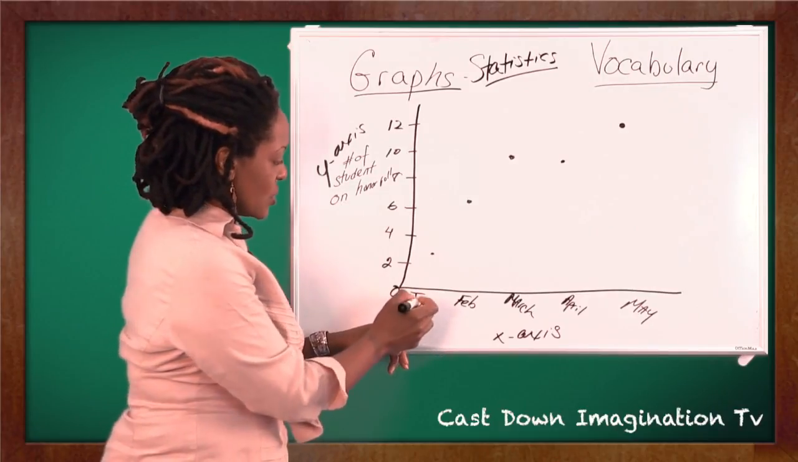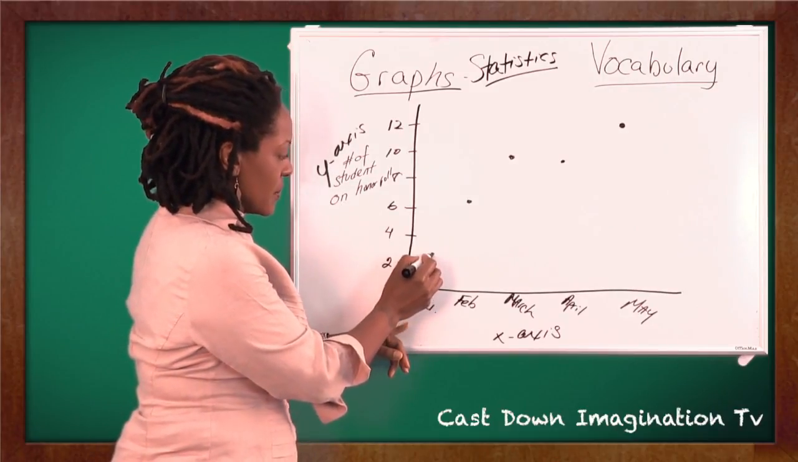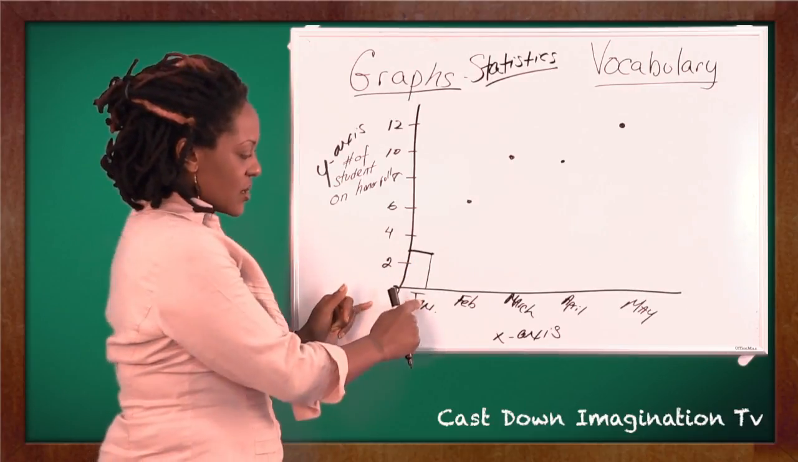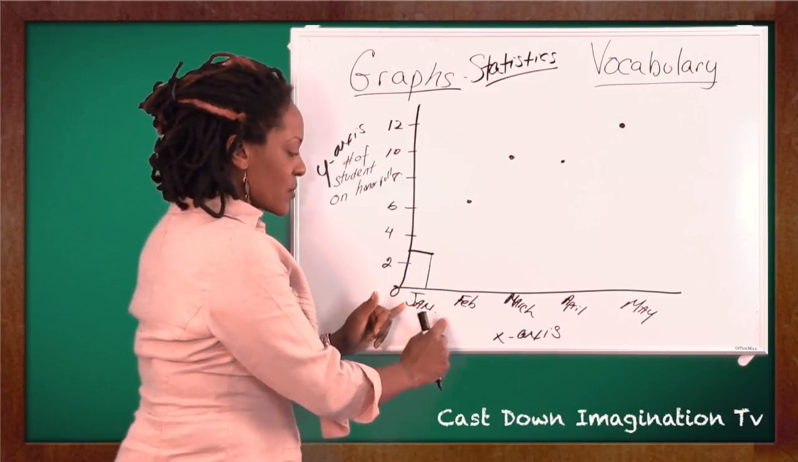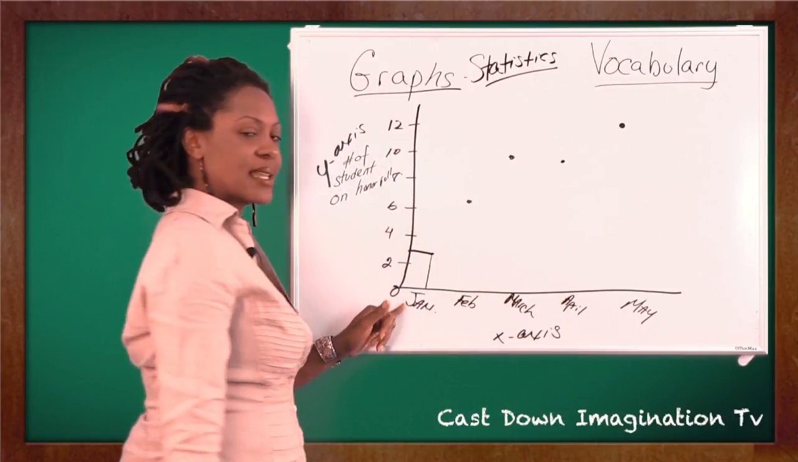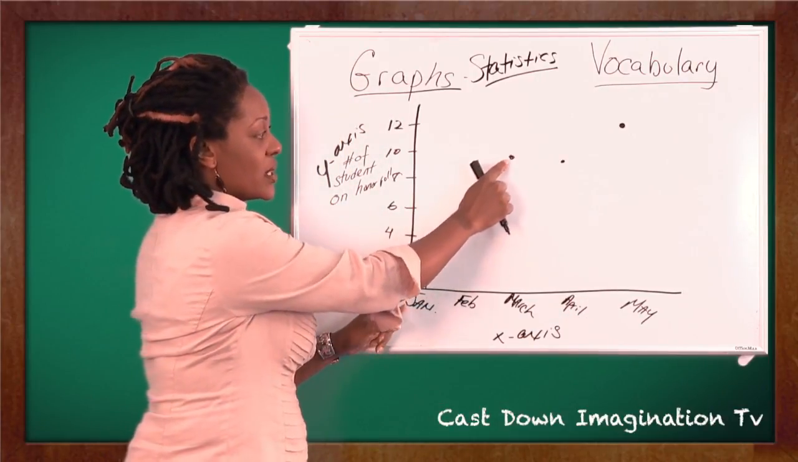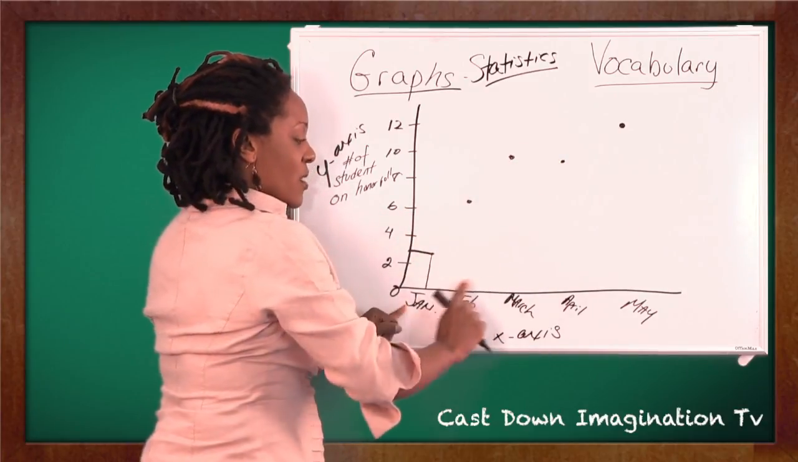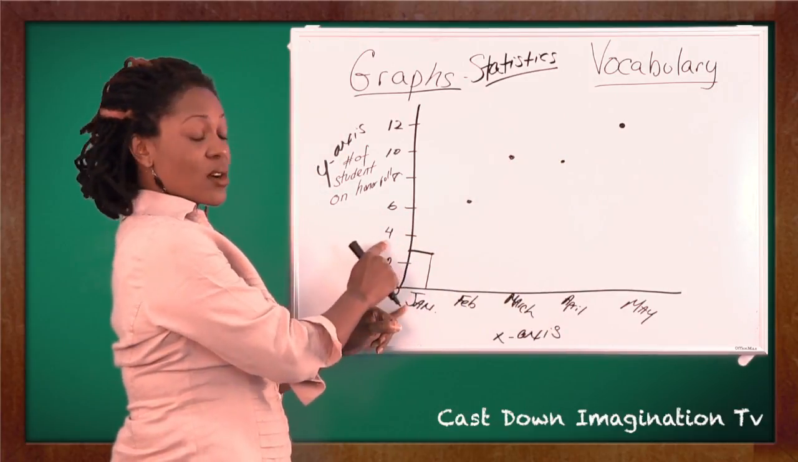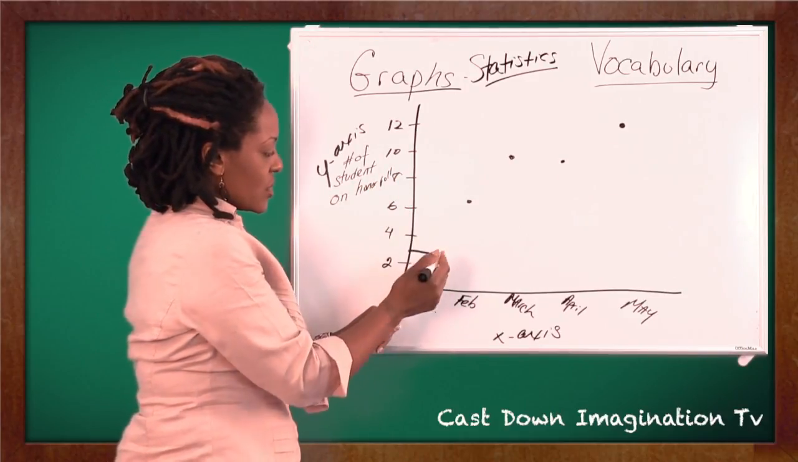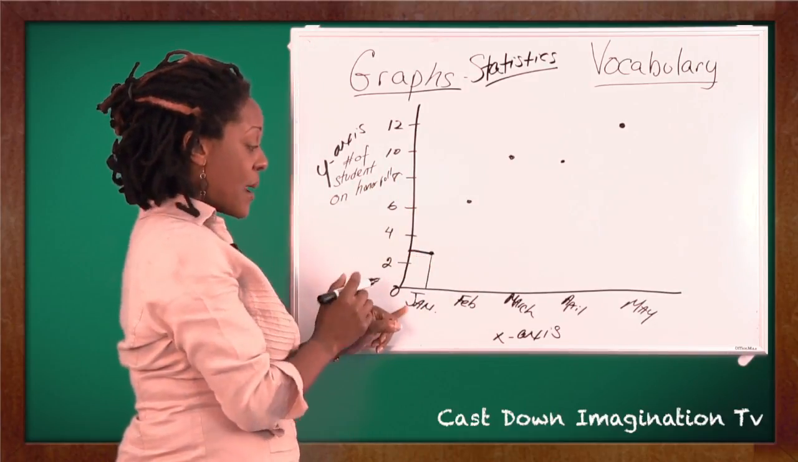So here in January, our line comes up and crosses both axes. Here we read January. You always want to read this way: look at your x-axis first, and then see where the plots are pointed on the x-axis and where they correspond to the number line on the y-axis. So here in January, we had a dot right here.